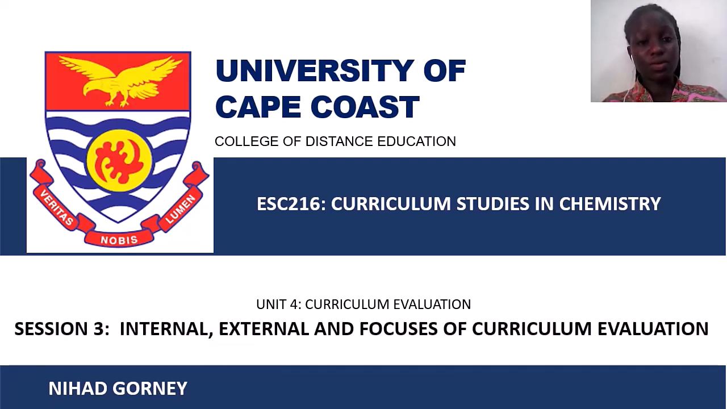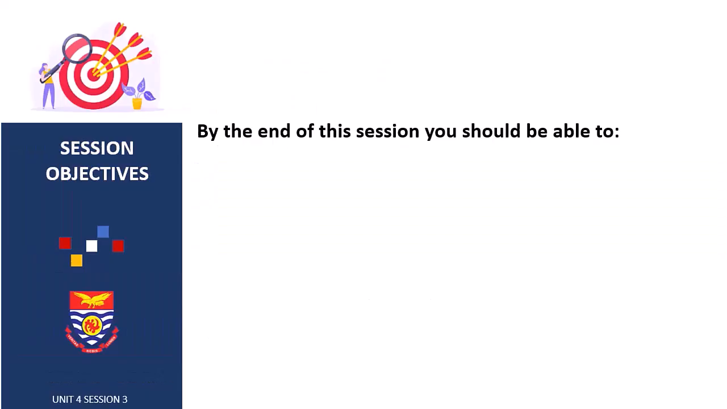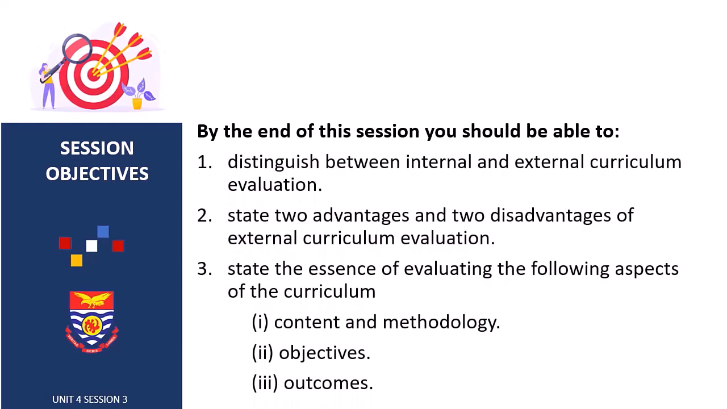This session will take you through what is involved in internal and external curriculum evaluation, and the focuses of curriculum evaluation. By the end of this session, you should be able to: 1. Distinguish between internal and external curriculum evaluation. 2. State 2 advantages and 2 disadvantages of external curriculum evaluation. And 3. State the essence of evaluating the following aspects of the curriculum: I. Content and methodology, II. Objectives, and III. Outcomes.